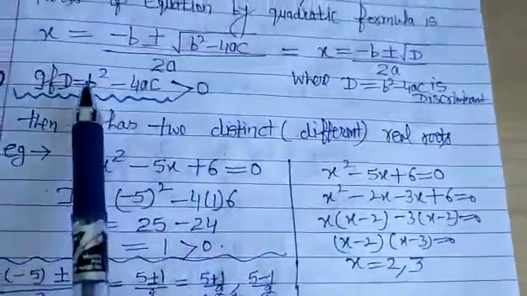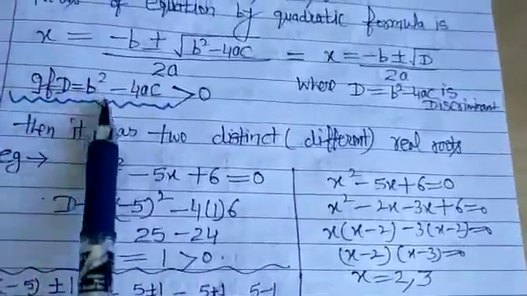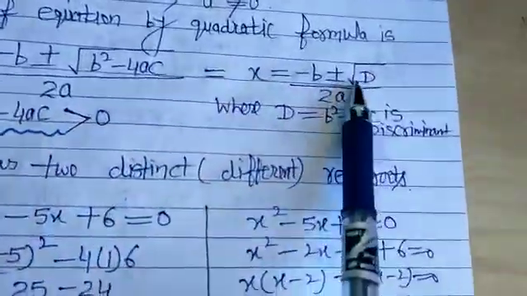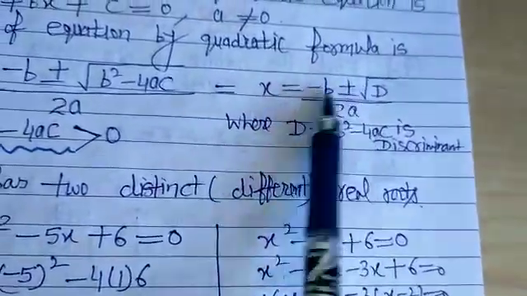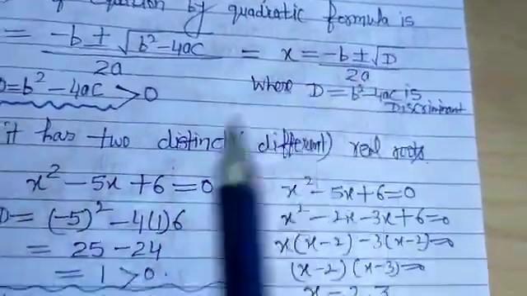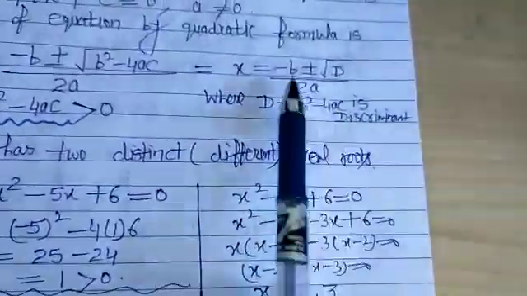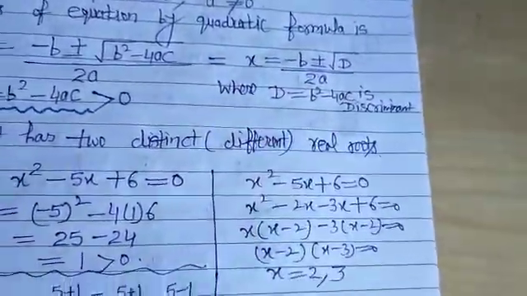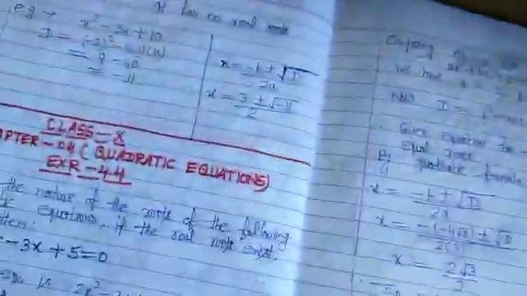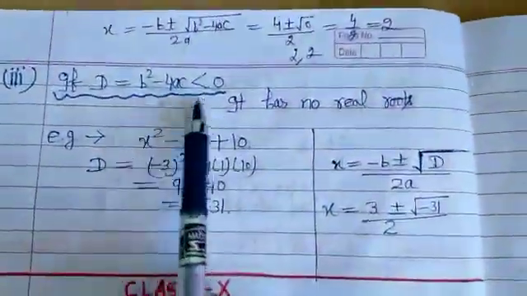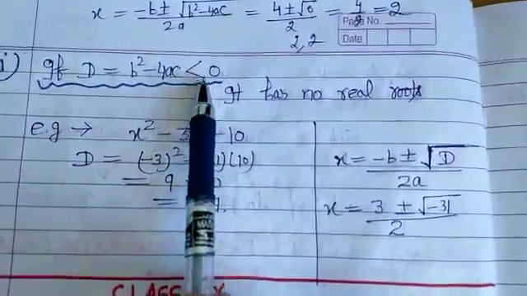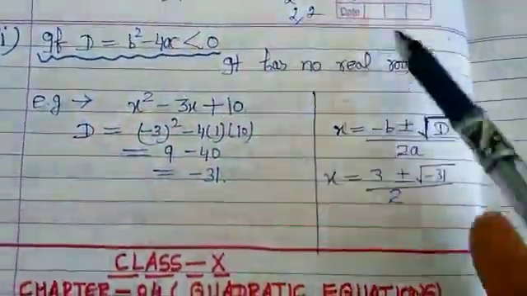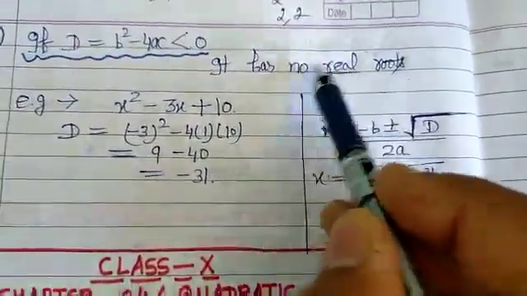There are three cases in total. The first case is when the discriminant is greater than 0, so one time addition and one time subtraction, so it has two different real roots. But when D is equal to 0, no addition or subtraction in the quadratic formula, so it has the same real roots. And the third case is when the discriminant b square minus 4ac is less than 0, so it has no real roots. A very important word is real. It has no real roots.